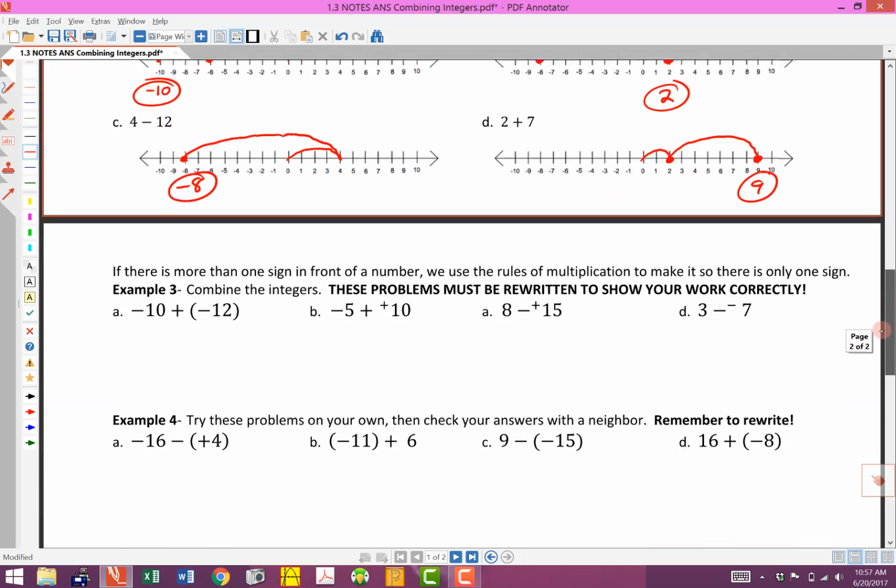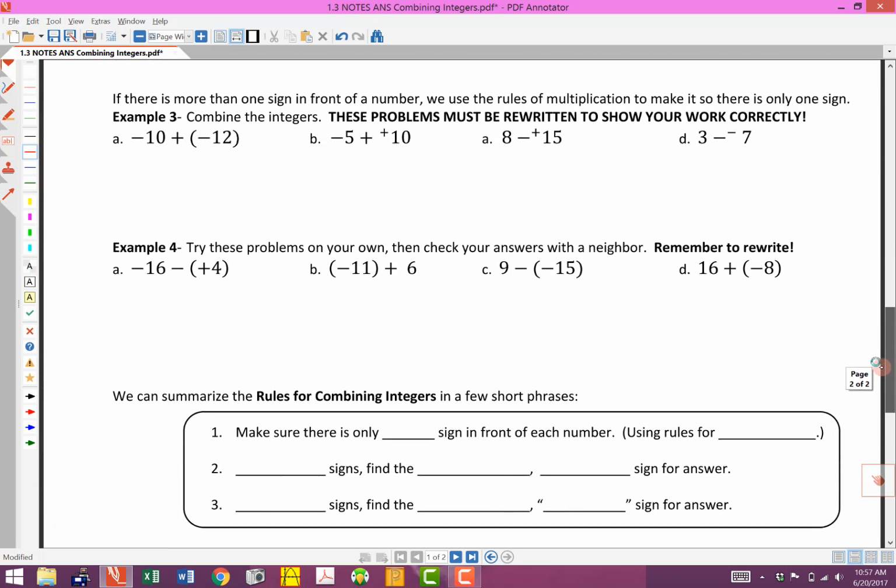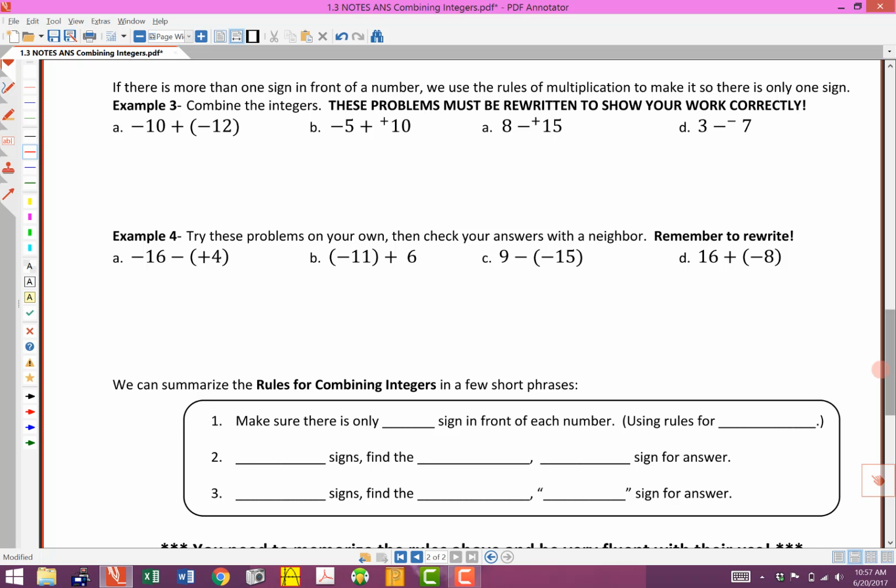So we're going to go ahead and flip over to the other side, and you're going to notice something different about these particular problems right here. On some of these problems, there is more than one sign in front of each one of the numbers, and that does not work for us. We want to make sure that there is only one sign in front, and we use the rules of multiplication in order to put one sign in front of each one of those. So we're going to rewrite every one of these. So I'm going to underline this right here.